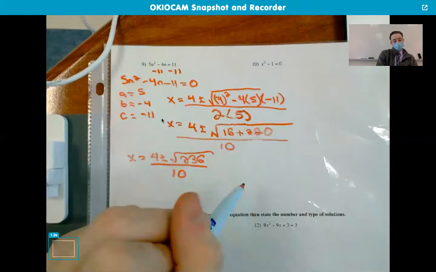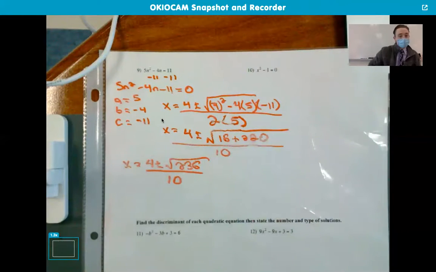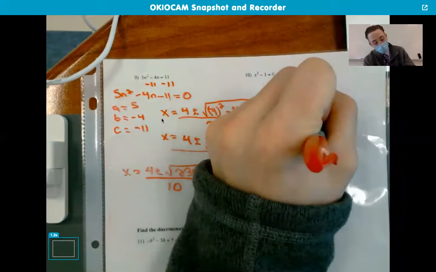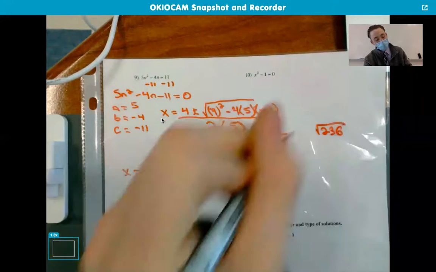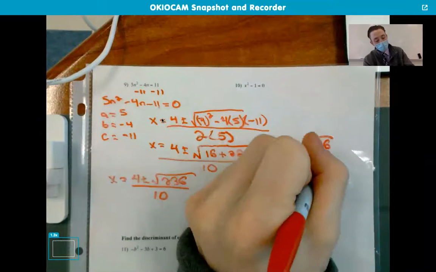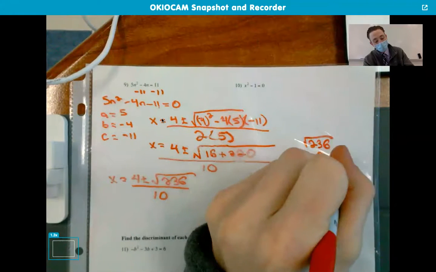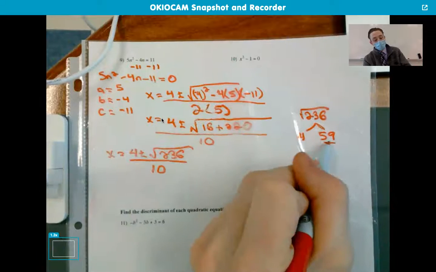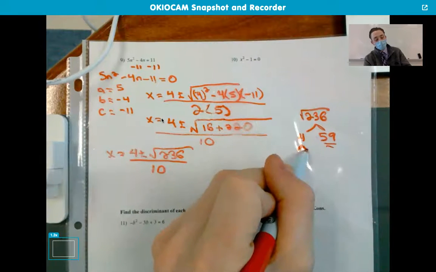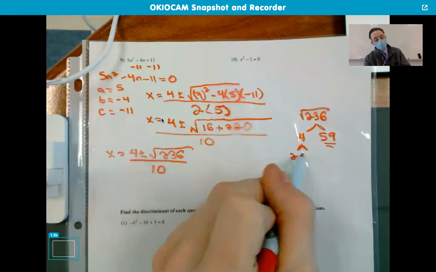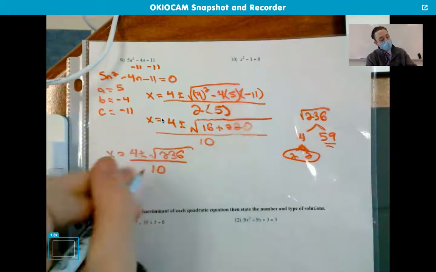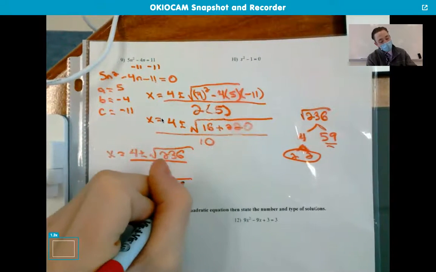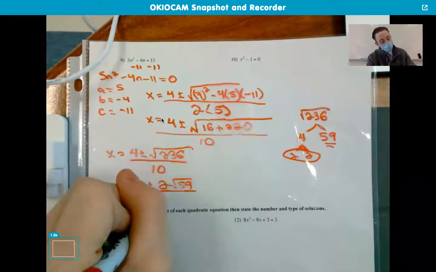Well, for the sake of time and to help you, we can break up the square root of 236 into 4 and 59. And what's nice about that is 59 is a prime number. And what does 4 break into? 2 and 2. So I can go ahead and write this as 4 plus or minus 2 square root of 59 over 10.